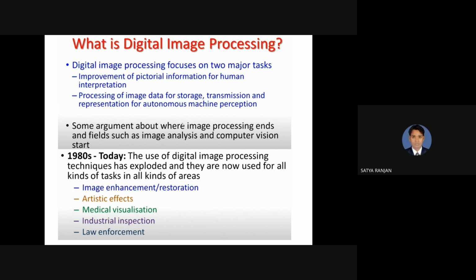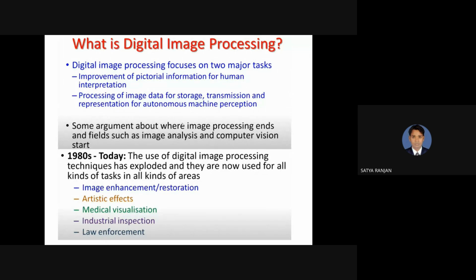The second is the processing of image data for storage, transmission, and representation for autonomous machine perception. Some of the image data are in different formats, taking a lot of memory, and not suitable for different applications. So to make it useful for different applications, the memory storage also decreases, and different dimensions of the satellite image are corrected. There is some argument about where image processing ends and fields such as image analysis and computer vision start.